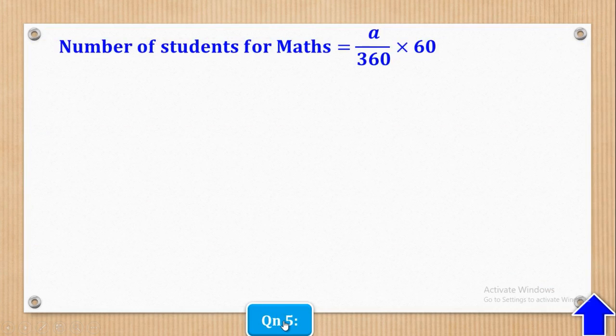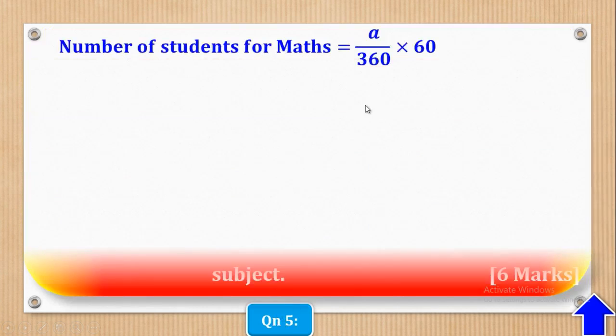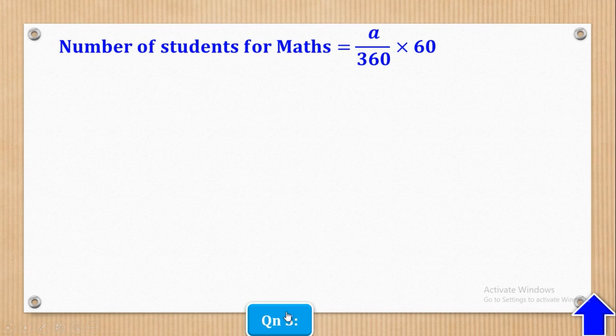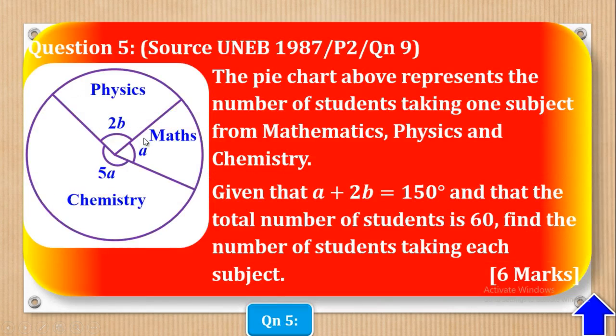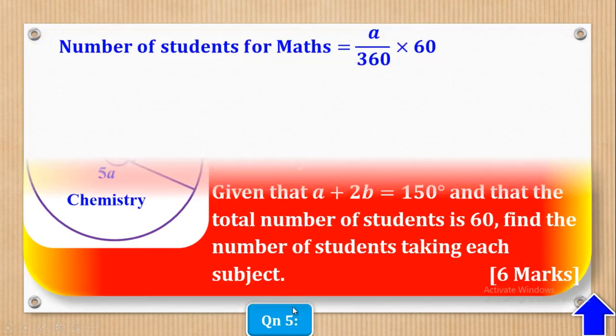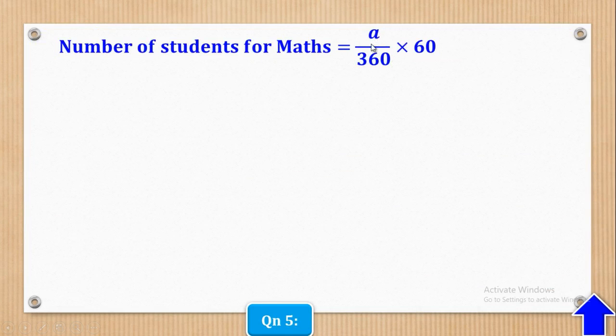Number of students for math will be equal to A over 360. Remember that math is shown by A, so A over 360 multiplied by the total, which is A over 360 times 60. Because I know that A is 42, I substitute 42 over 360 times 60 to come up with 7 students.